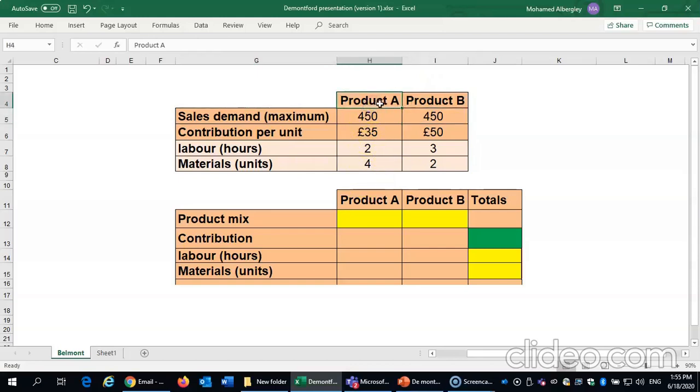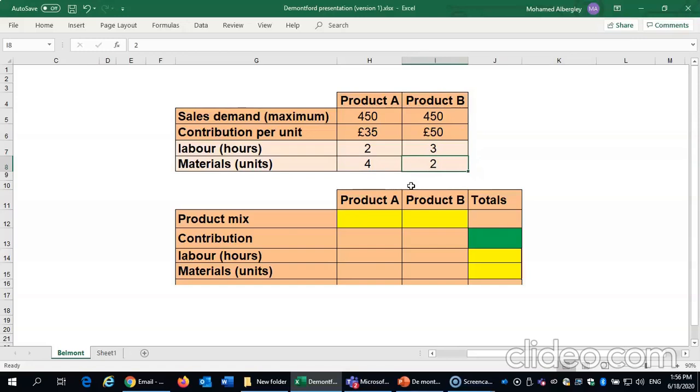Each unit of A would generate a profit of £35, or contribution if you like. And each unit of product B would generate a profit or contribution of £50. In order to produce 1 unit of A, we need 2 hours of direct labor and we need 4 units of direct materials. And in order to produce 1 unit of product B, we need 3 hours of direct labor and 2 units of direct materials.